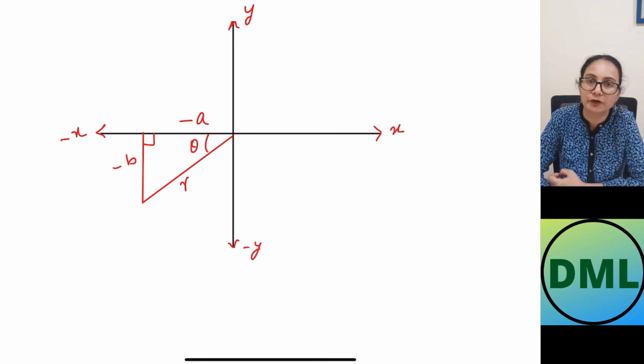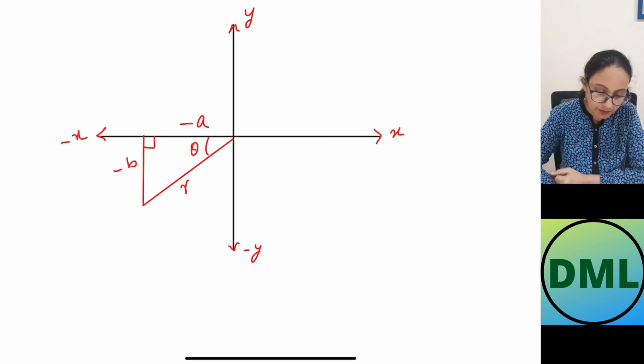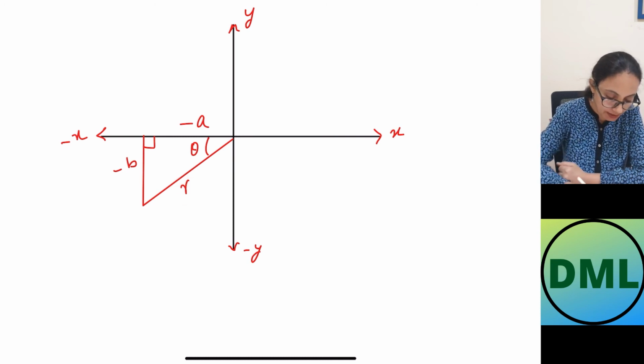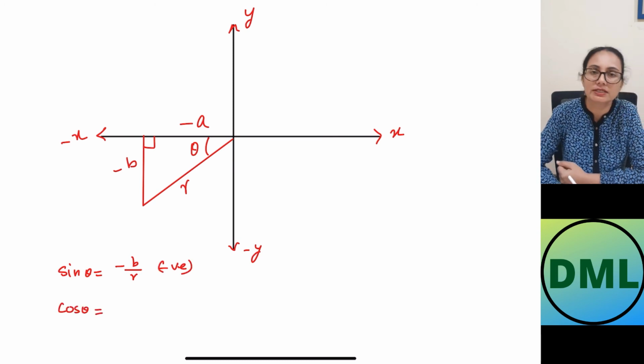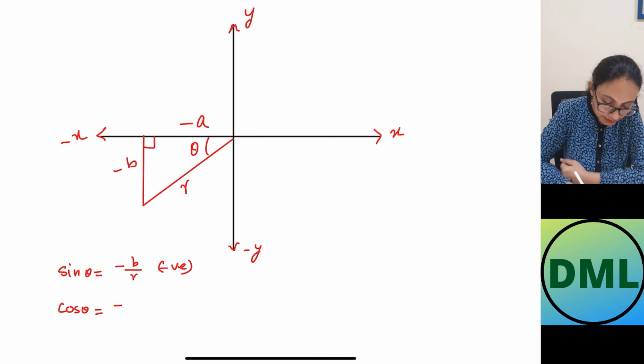Now I will write down the value for sin theta. For this theta, this is opposite and this is our hypotenuse. So sin theta is minus B over R, which is negative here. Now I will write down the value for cos theta. Cos theta is adjacent over hypotenuse. For this angle theta, adjacent is minus A and R is the hypotenuse. So the value for cos theta is minus A over R, which is negative here.